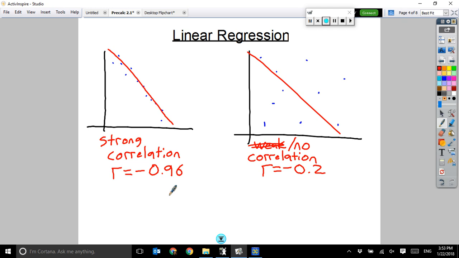Okay, R values go from -1 to +1. If it is at +1 or -1, it is perfect correlation. That means every single point is on the line. If it is at 0, it is perfect no correlation, which I've never actually seen happen before. But in theory, if it was on 0, it was perfectly no correlated.